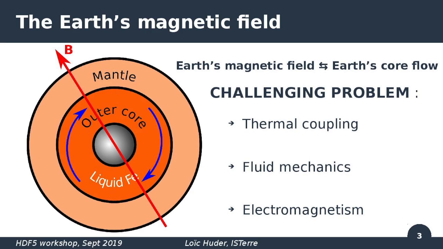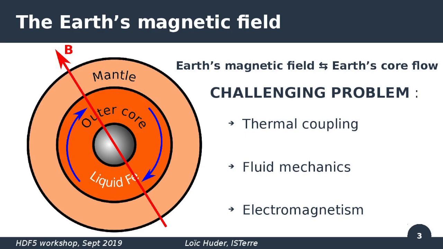So, a few things about the Earth's magnetic field. Here is a slice of the Earth. There is a core here that we call the inner core, that is solid. There is another solid layer here that is the mantle. And in between, we have a liquid layer, called the outer core, that is mostly composed of liquid iron. Because there is heat exchange between the two cores, there is convection, and then there are flows in this outer core.